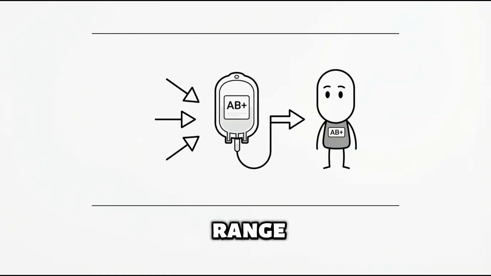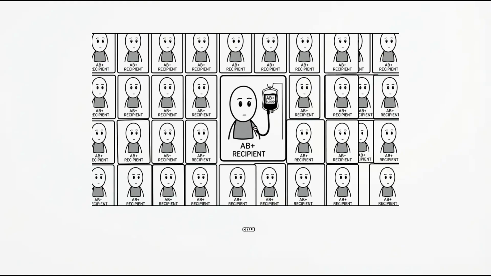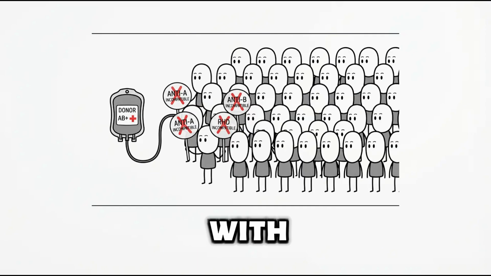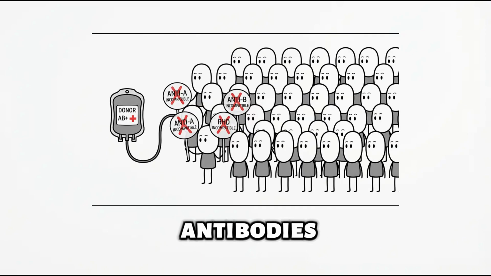Its donation range, however, is much narrower. AB plus red blood cells can generally be given only to another person with AB blood, because recipients with other blood types may carry antibodies against A or B, or may be incompatible with RHD.